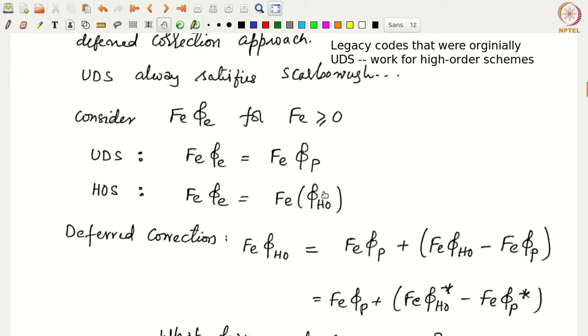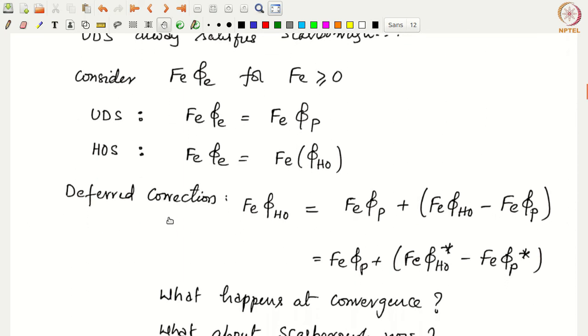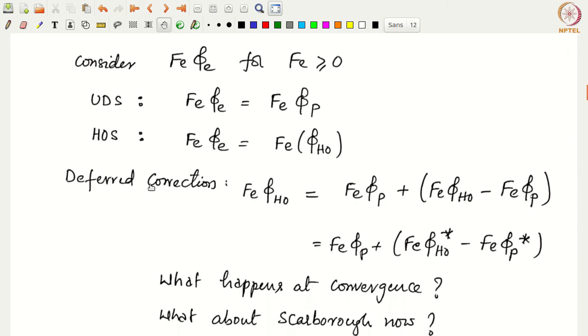Now we know that if I use this directly, it is not going to satisfy Scarborough because it's going to cause trouble with the coefficients. So as a result, what we do is we look at the deferred correction approach. What we do here is we write F_e Phi HO, the higher order scheme, by adding and subtracting the upwind difference component, that is F_e Phi_P. So I would add F_e Phi_P to F_e Phi higher order, and then I would subtract F_e Phi_P. Essentially, this is the same as what we have on the left hand side.